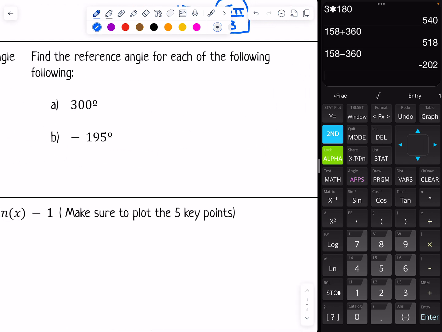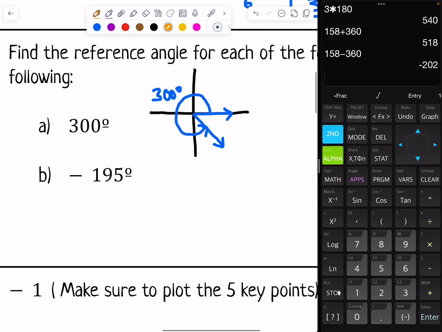So 300 degrees. I'm going to sketch 300 degrees because I like to see it. So 300 degrees goes in the positive direction. So starting in standard position, I would go in the positive direction, but then not quite all the way around the circle. So you want to think of what is the closest distance to get back to the x-axis from that terminal side. And that would just be that leftover 60 degrees. So my reference angle for 300 would be 60.